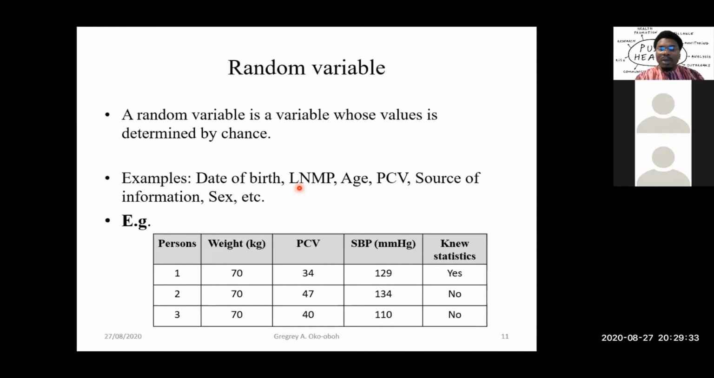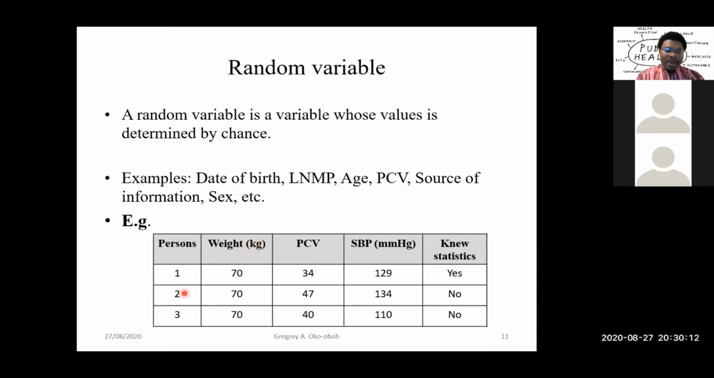So like our date of birth is determined by chance. The last normal menstrual period is determined by chance, when it will come. Age still is dependent on date of birth, which is determined by chance. Our PCV level at any given time is determined by chance. Sources of information, sex, and so on, all these are determined by chance. So any variable whose value, the value it gets, is determined by chance, then that variable is called a random variable. Now let's take an example to drive this home very well.